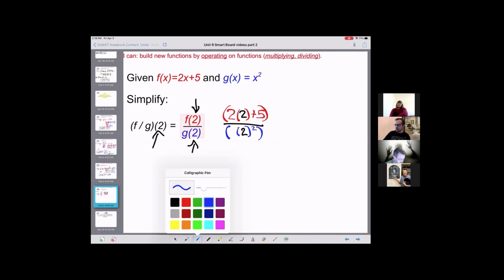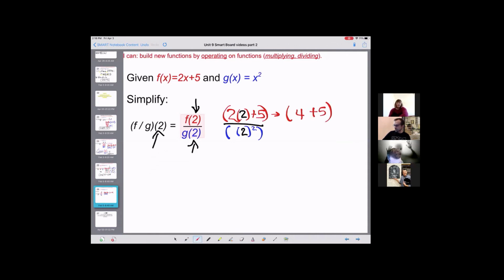Please remember, when we are solving these by hand, we're going to do the top, then the bottom, then divide. For the top, we have 2 times 2 plus 5. 2 times 2 will give us 4. 4 plus 5 will give us 9. Now it's time to take a look at the bottom. We have 2 squared. 2 to the second power is 2 times 2, which will give us 4. And we will end up with a final answer of 9/4.